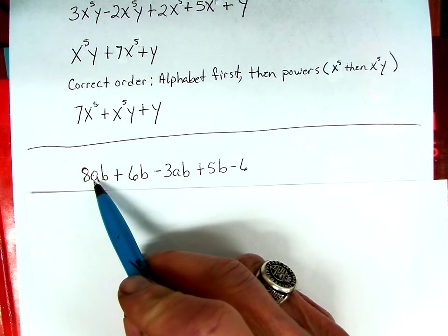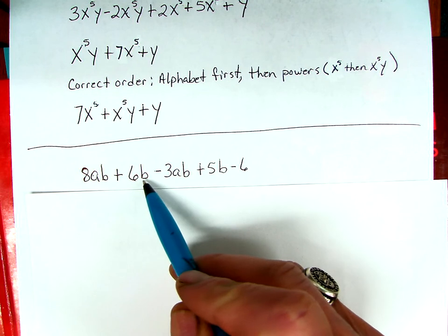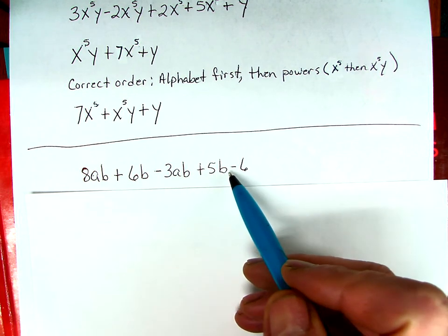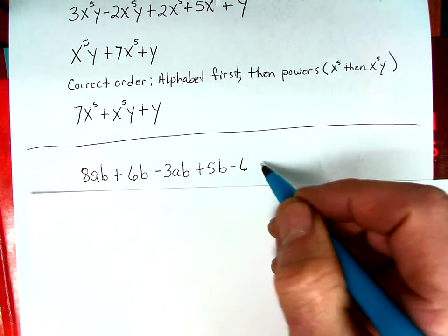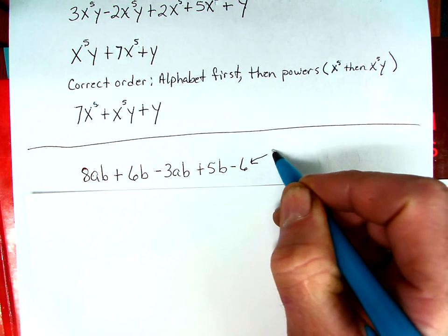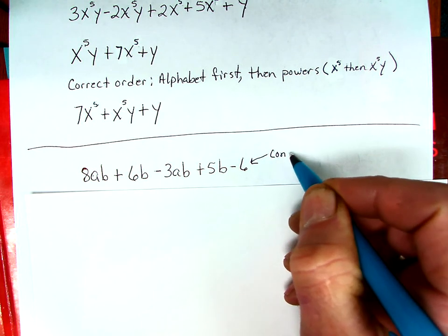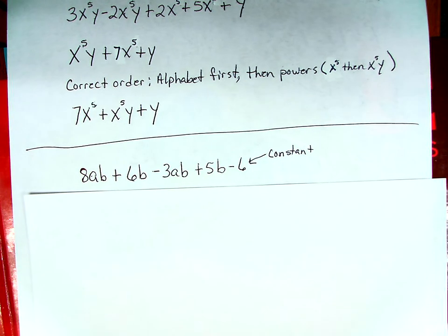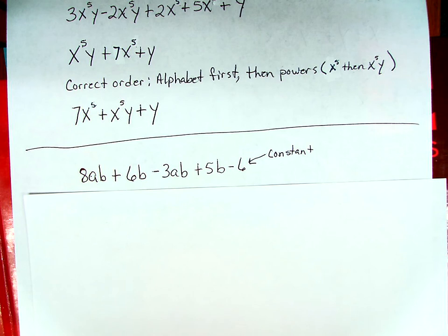Okay. 8ab plus 6b minus 3ab plus 5b minus 6. Now this one has a constant. A constant, you remember, is a number that doesn't have a variable with it. When you're writing polynomials, the constant will always come at the end. Always. That's where they belong.